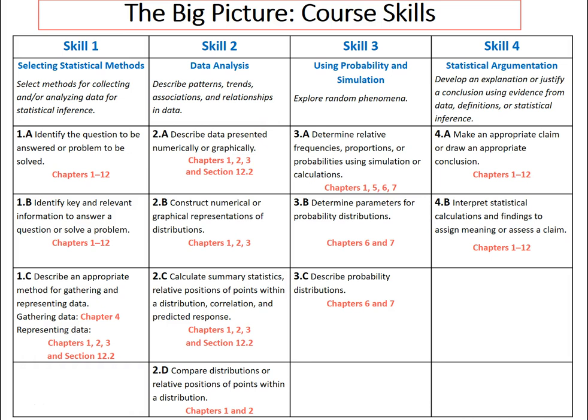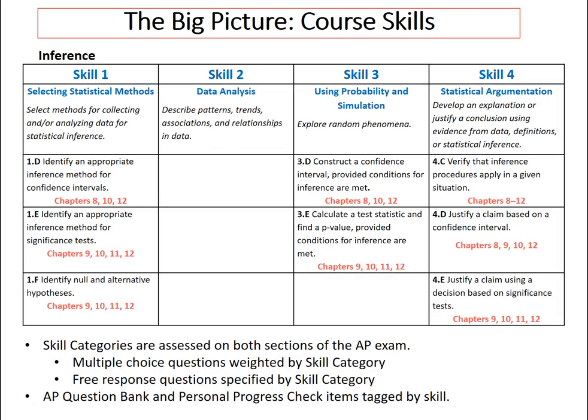Now, if you're wondering what happened to inference, fear not. There is a bottom half of the skill matrix that's dedicated to inference. And you'll notice that there are no skills attached to the data analysis category within inference, because data analysis is exploratory and descriptive statistics. But for the other skills, selecting statistical methods, using probability and simulation, and statistical argumentation, there are several skills within inference.